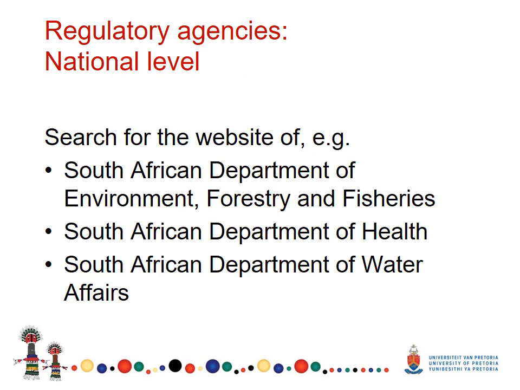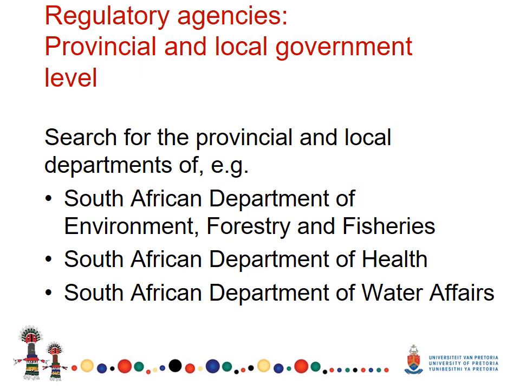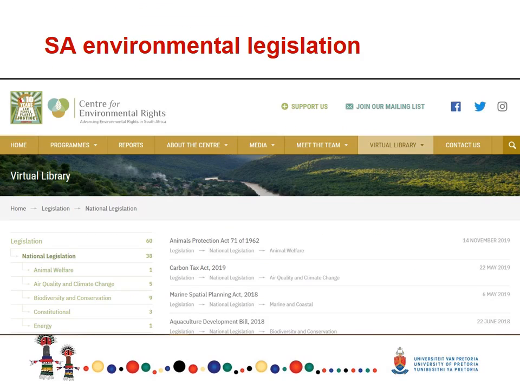On this slide are some regulatory agencies on the national level. You can search for their websites. See if you can find regulatory agencies on the provincial and local government level in South Africa. Here are some suggestions to look for. A good website with all the environmental legislation in the country is that of the Centre for Environmental Rights. You can Google to find it.